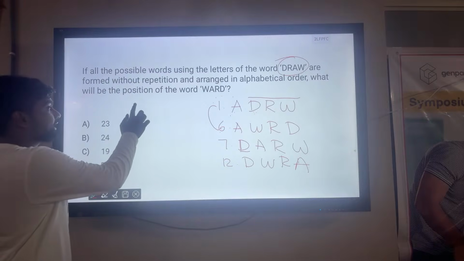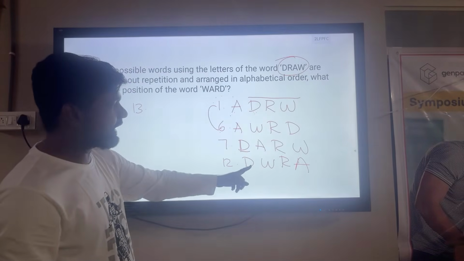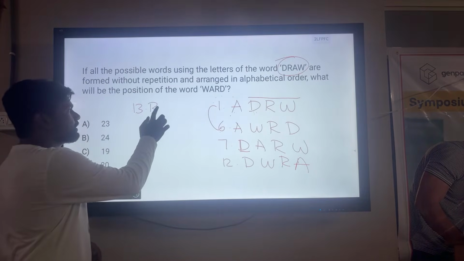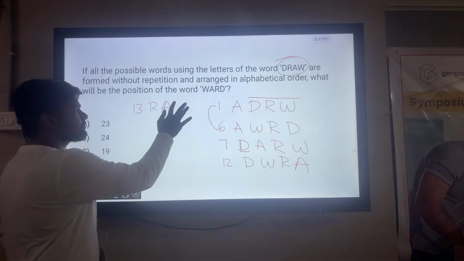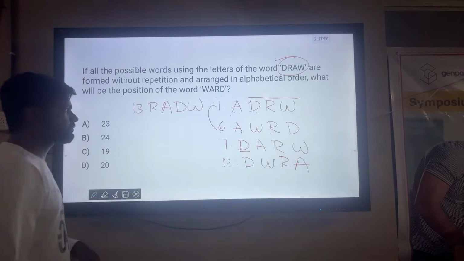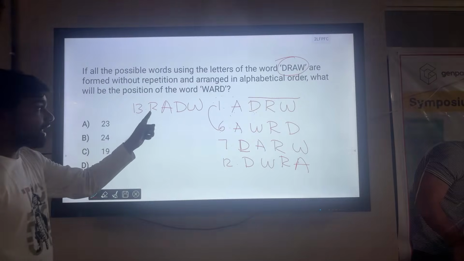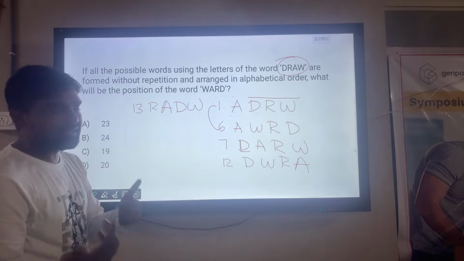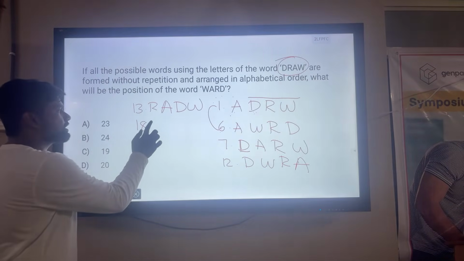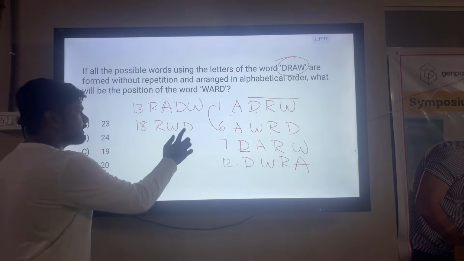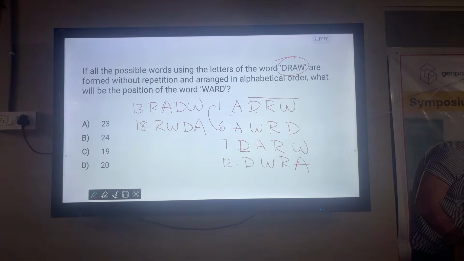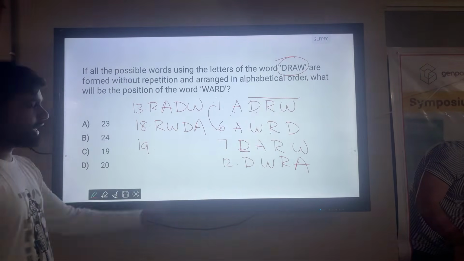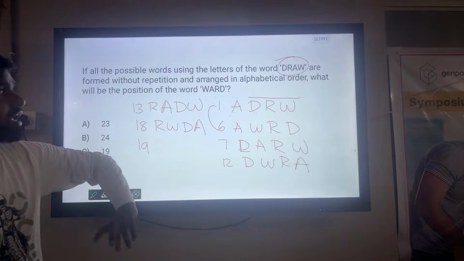And what is the 13th word? A quota is over, D quota is over. Next word is what? The R quota is beginning. So R, next in dictionary order, A, D, W. And R also can make 6 words. Okay, so 13, 14, 15, 16, 17, 18. What is the 18th word? R, W, D, A. And tell me, what is the 19th word? So A quota is over, D quota is over, R quota is over. Next W.